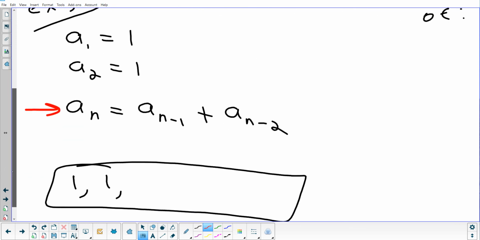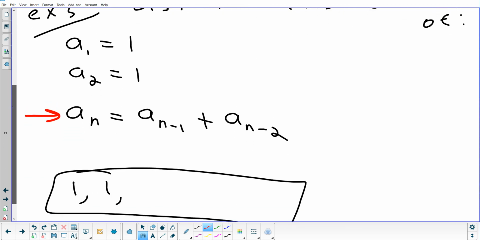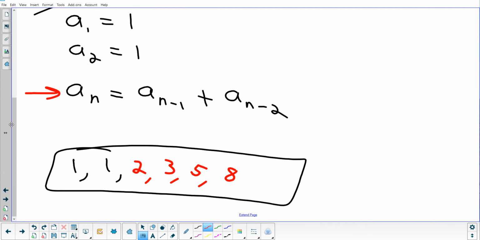So, first 2 terms in the Fibonacci sequence are 1 and 1. What would be the next term? 2. Yep, 2, and then? 3. Next one? 5. Next one? 8. The first 6: 1, 1, 2, 3, 5, 8.